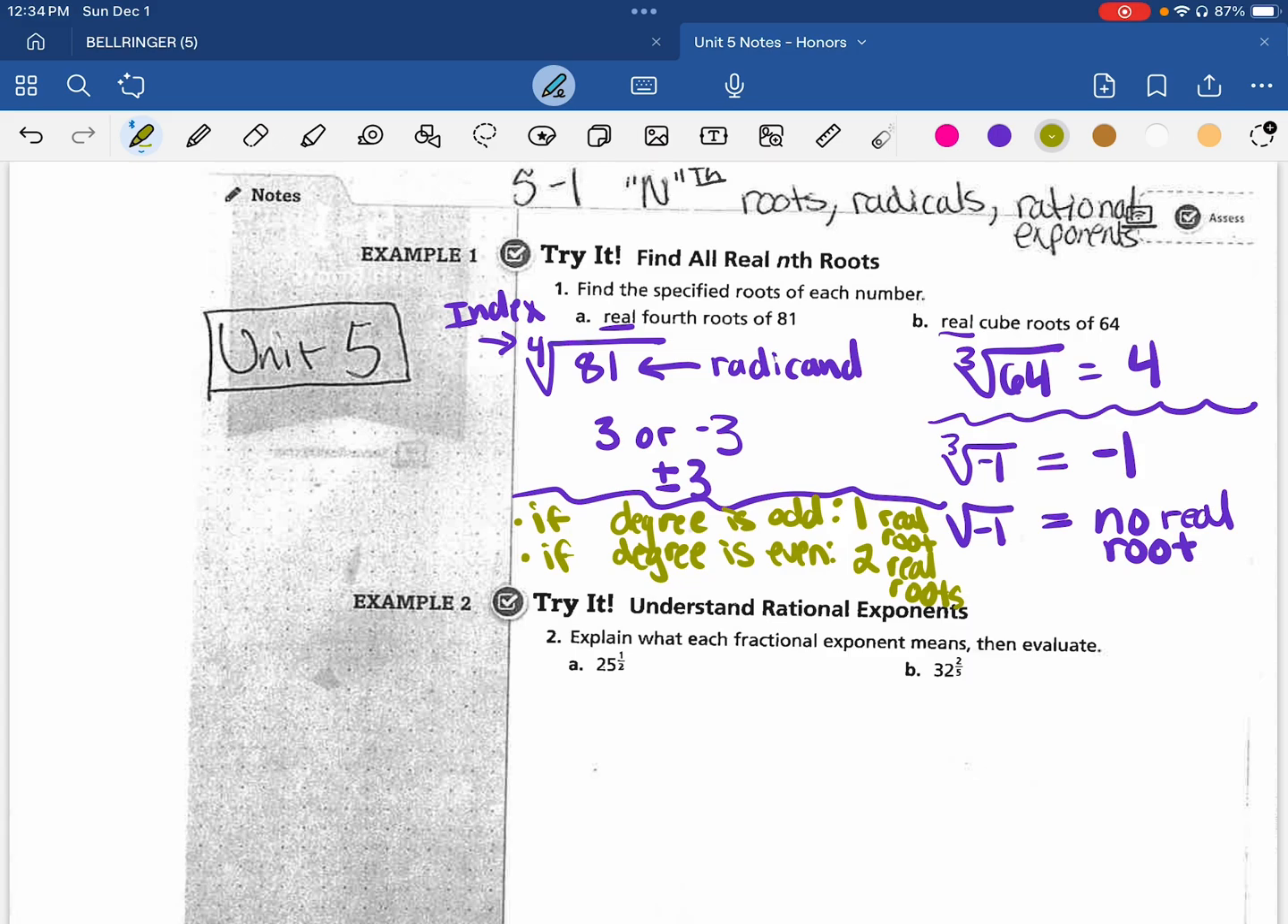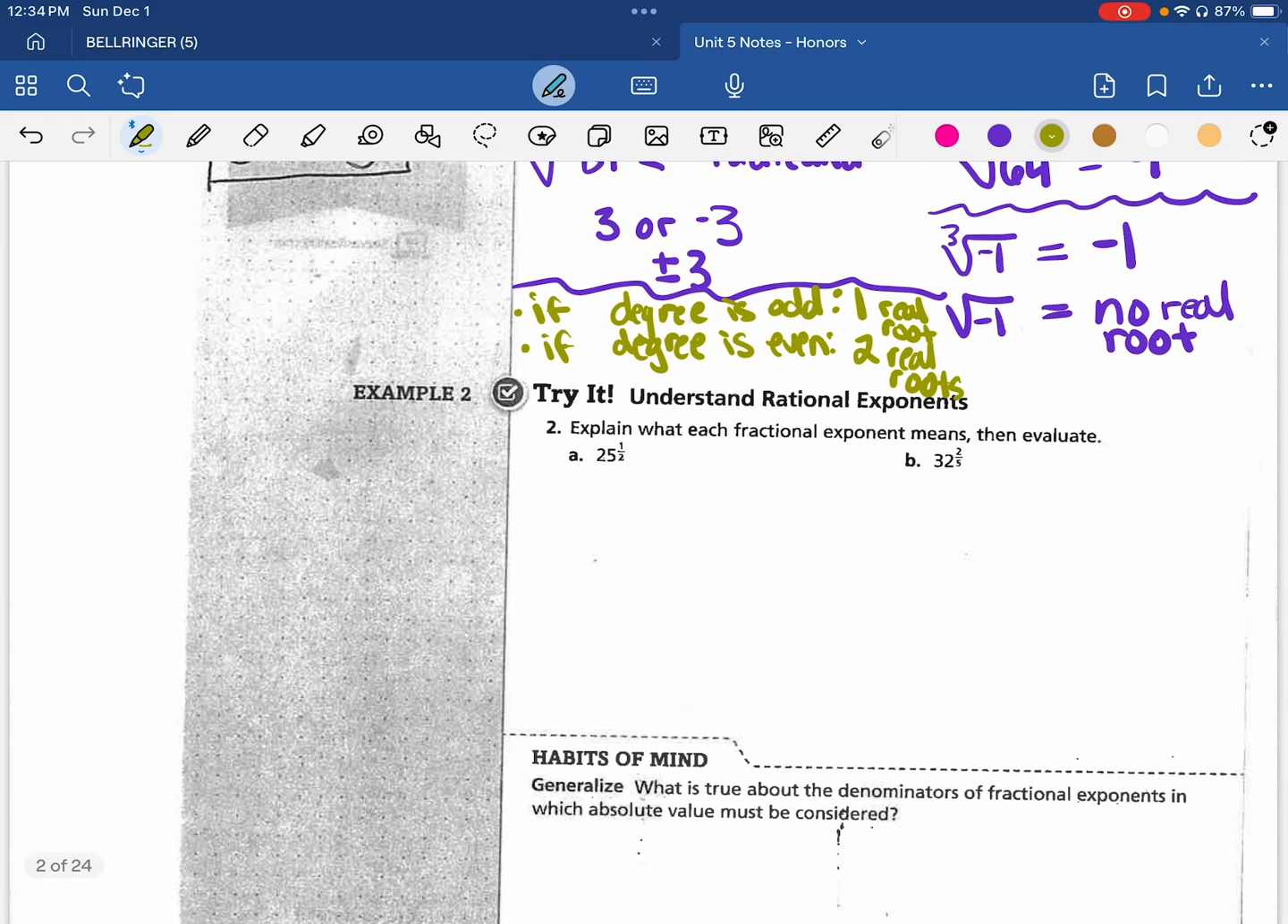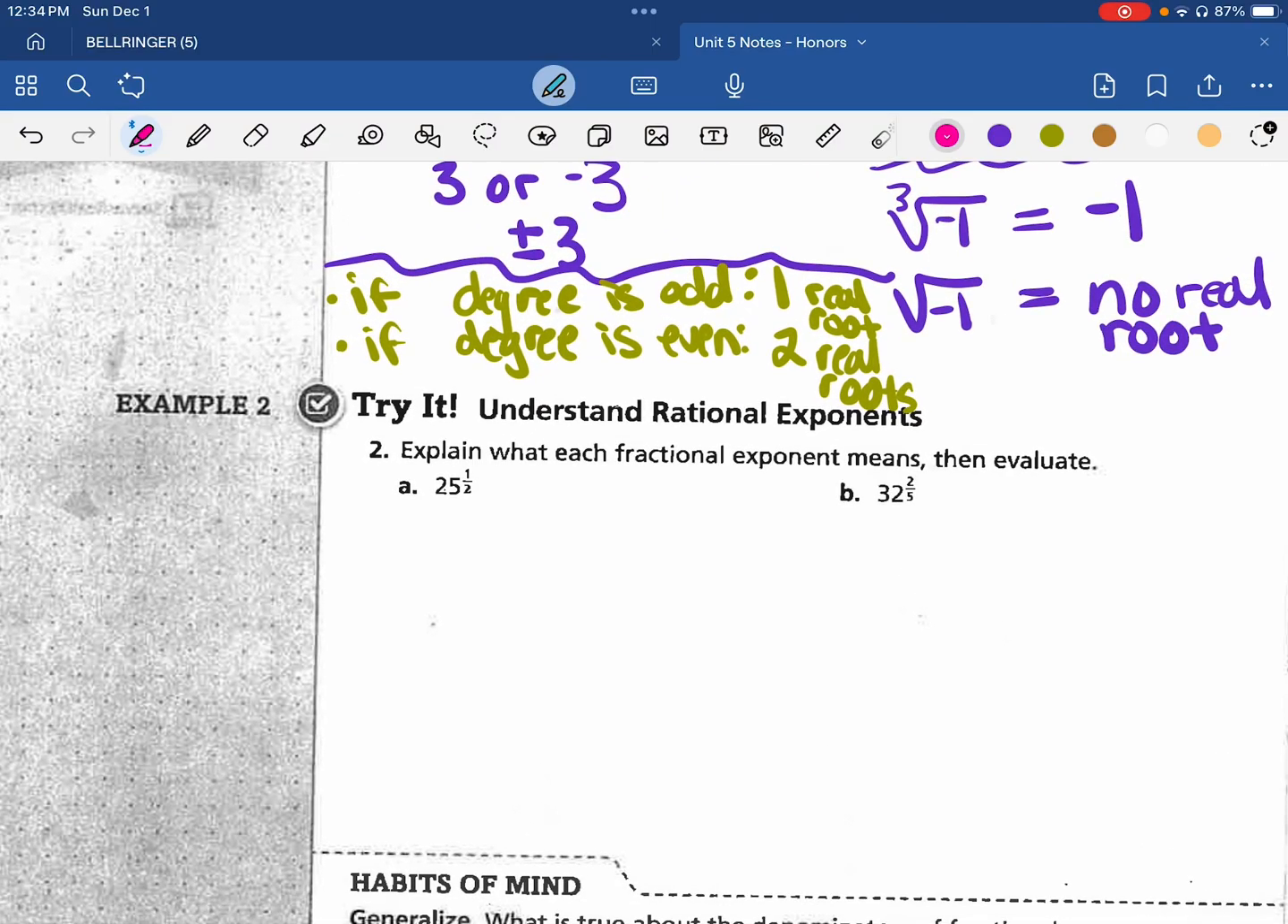So, all right, let's talk about if you have a fractional exponent. We've been dealing with just regular whole number or integer exponents, but now we're going to deal with fractions, and you did this last year. The rule is if you have a number raised to a fraction, then the denominator is the root and the numerator is the power. And it can be written like that, or you can put the power outside of the parentheses.